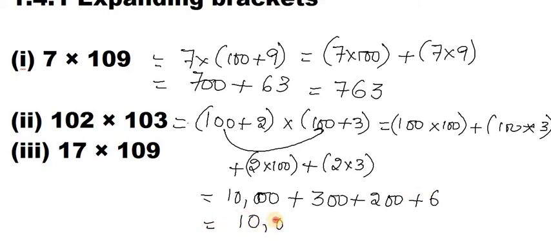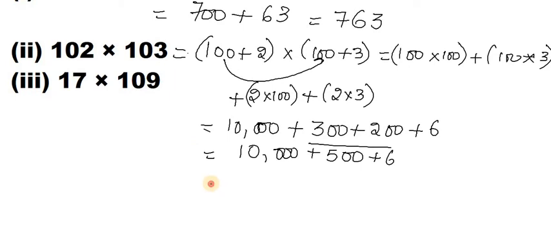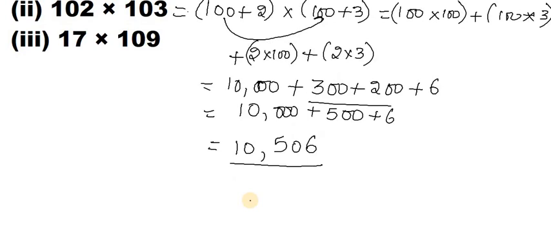So 10,000, 300 plus 200 is 500 plus 6. So the answer was 10,506. See, instead of doing that much big multiplication, just with the help of expanding form we just completed this. Now we will solve the third one.